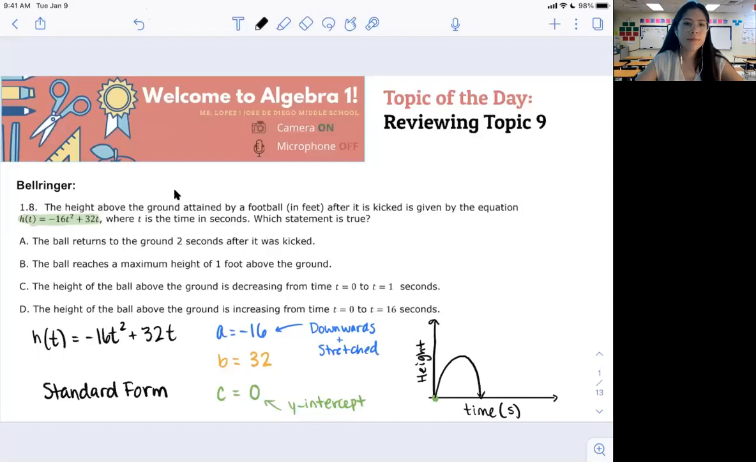3 seconds. Is 2 seconds a reasonable amount of time? Yeah, it is. I mean, I don't know how long it's going to take for sure, but I know that 2 is not a garbage answer, okay? It's a reasonable answer. We can keep that one for now, because all I'm doing is just trying to get rid of any bad answers. Now B, the ball reaches a maximum height of 1 foot above the ground.